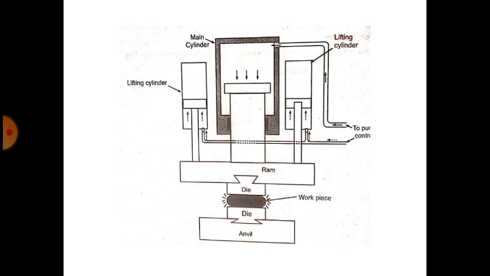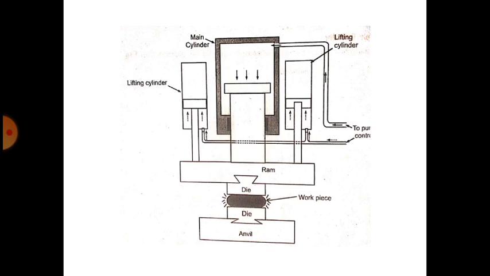So here you can see the machine which is used for forging, which is operated by the hydraulic system. Here you can see a ram which is connected to the cylinder, and you can see the two cylinders which are hydraulically operated. In the forging operation, we require very high force. For that purpose we are going to use a hydraulic system.